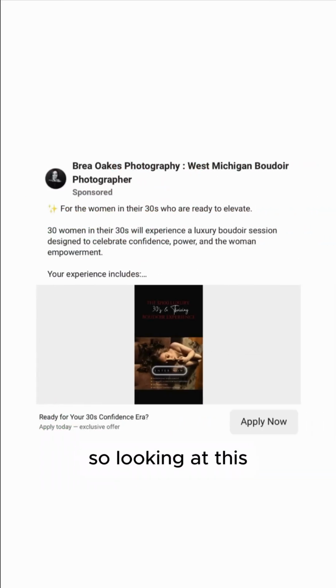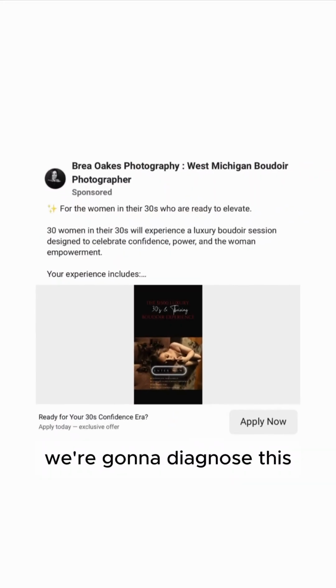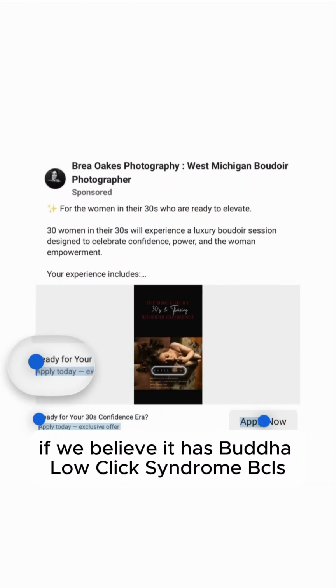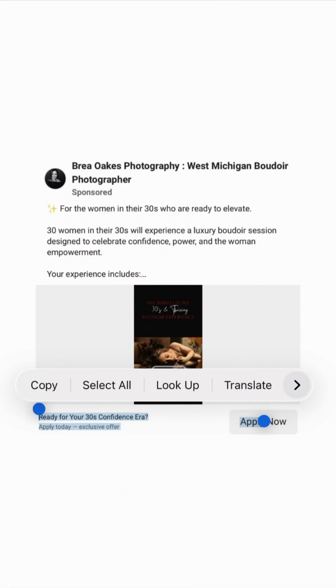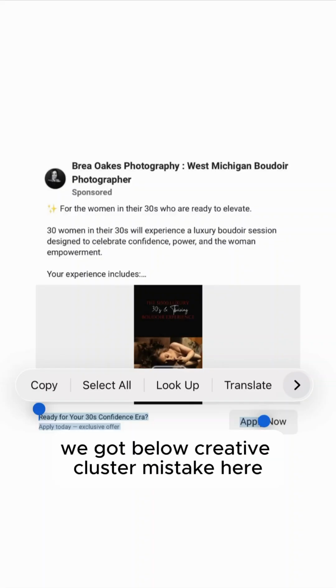So looking at this, we're going to diagnose this, see if we believe it has Boudoir Low Click Syndrome, BLCS. See if its unique CTRL is under 6%. So let's see. We got below creative cluster mistake here.